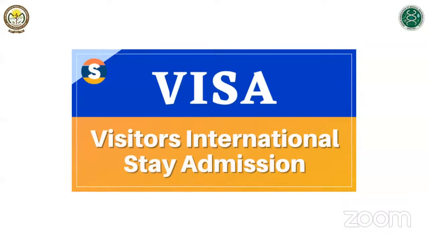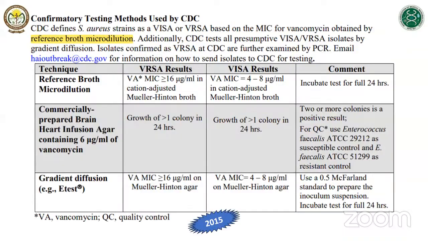Coming to the VISA isolates, the vancomycin intermediate susceptible Staph aureus isolates. This is a 2015 document of CDC that tells us that ideally we should use the reference broth microdilution method for the detection of the VISA isolates. If the MIC is more than 16, it is vancomycin resistant, but if it is between 4 to 8, then it is most likely a VISA. But the important point is that we have to give a full 24-hour incubation time because of the heteroresistance, which is also present in glycopeptide resistance.